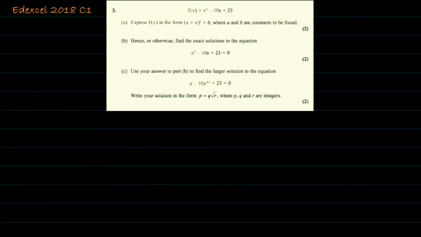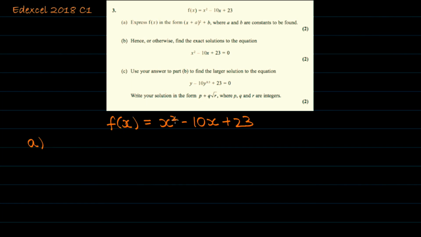Here we've got a question from an Edexcel A-level past paper, and the question involves completing the square, so I thought we'd take a look at it. So we have a function f of x that's equal to x squared minus 10x add 23. And in part A we're told to express f of x in the form (x plus a) squared plus b, where a and b are constants to be found. So in other words, complete the square on f of x.